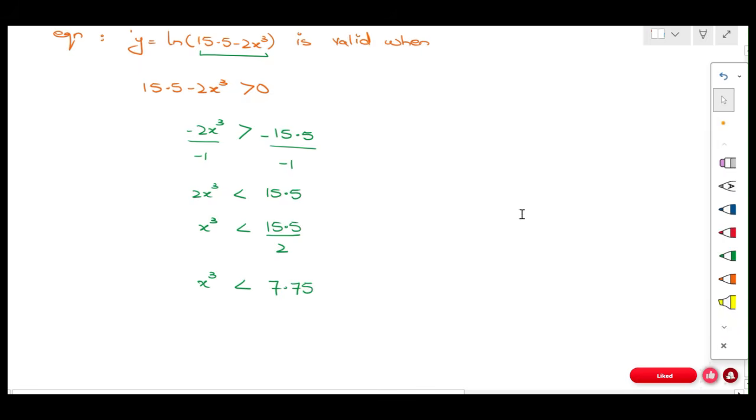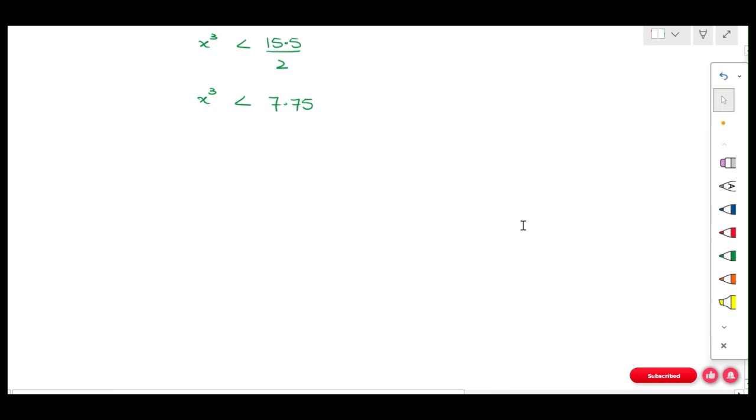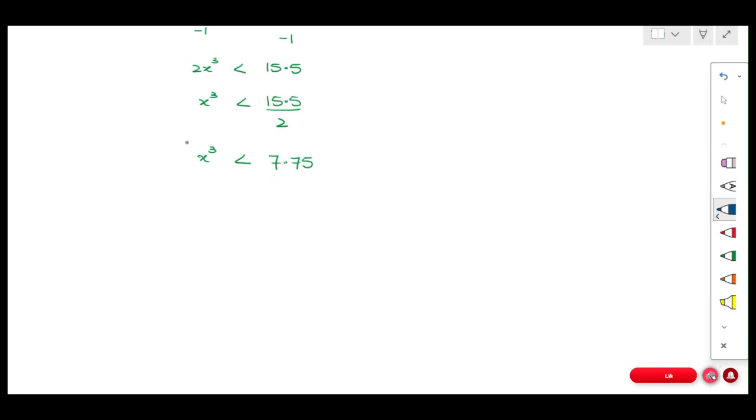And then we have to solve for x, right? So taking a cube root on both sides, this cube and the cube root cancel out, and here x should be less than the cube root of 7.75. So these are the values of x when your equation is valid.